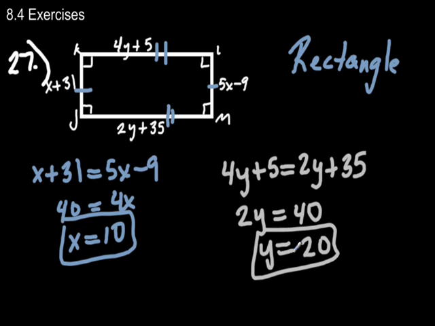Okay, I got 10 and 20. If I plug in 10 to this, 10 plus 31 is 41, and 20 to this is 80, plus 5 is 85. That means these two sides are not equal to these two sides, so it's only a rectangle and not a square.